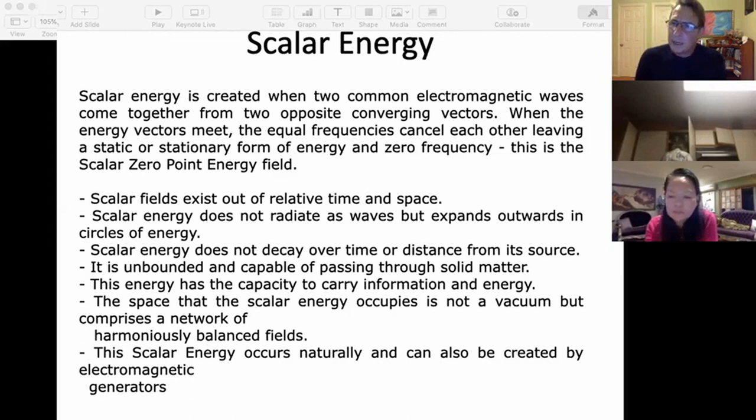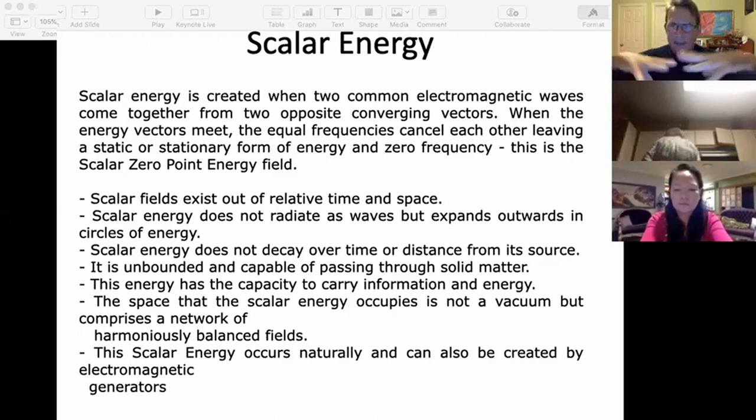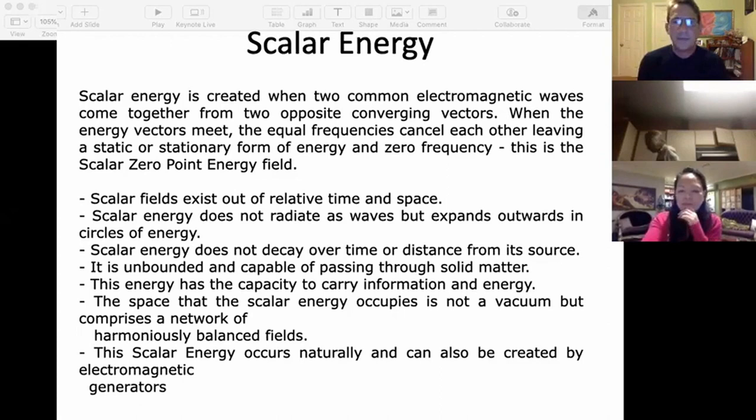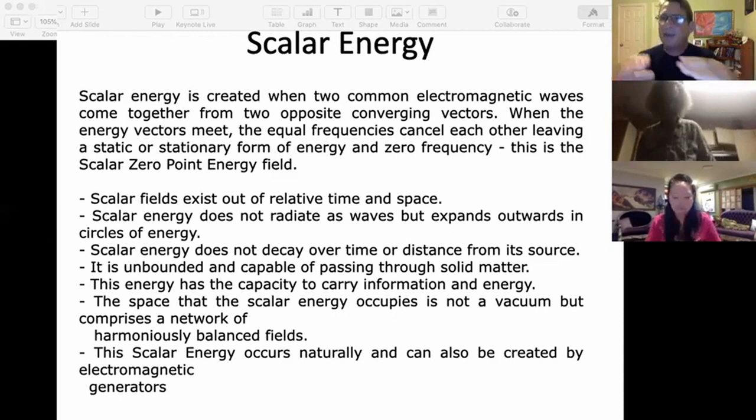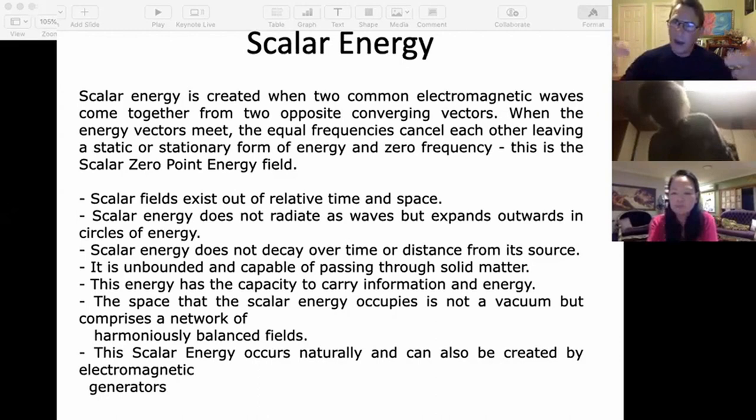Okay, so it's also unlike electromagnetic energy, where it travels through space, hits different obstacles and then gets blocked. Scalar waves go through all matter. They cannot be stopped. So it doesn't matter where you are, you will always get access through these particular scalar fields that are being generated. And as I said before, because they're capable of passing through everything, they have a great capacity to deliver information as well as energy. And that's really what our higher consciousness is doing. It's providing energy in the form of information.